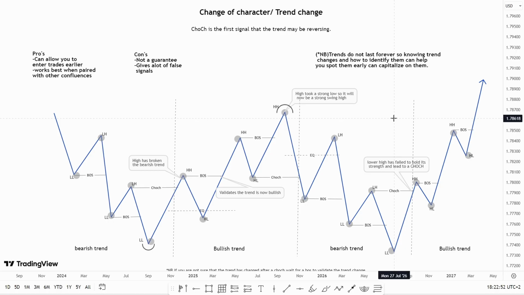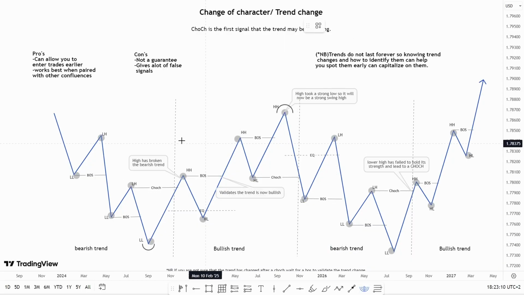As we can see on the left hand side, what does price do? We are in a bearish trend. Price is continuously forming lower highs, lower lows, and lower highs. That's what price is doing. But then what does this zone fail to do? It fails to hold itself.